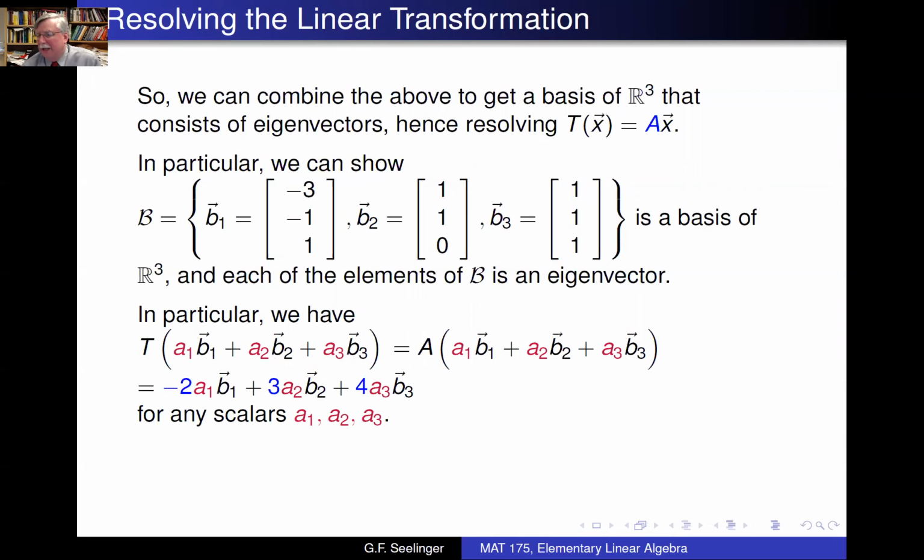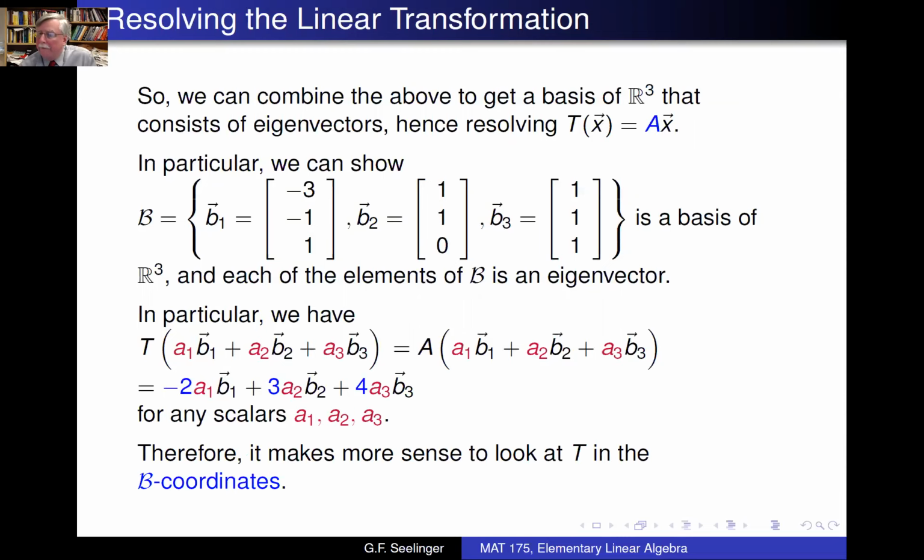So I have A times this. I can distribute the A, but A times B1 is negative 2 times B1. A times B2 is 3 times B2. A times B3 is 4 times B3. So what do you have? You have that T reflects and stretches by 2 in the B1 direction. It stretches by 3 in the B2 direction, and it stretches by 4 in the B3 direction. And so that's all that linear transformation is doing. It's just stretching, compressing, reflecting in the different directions. I know what happens in each direction, and then I just put it all together, and I get what happens in all of R3.